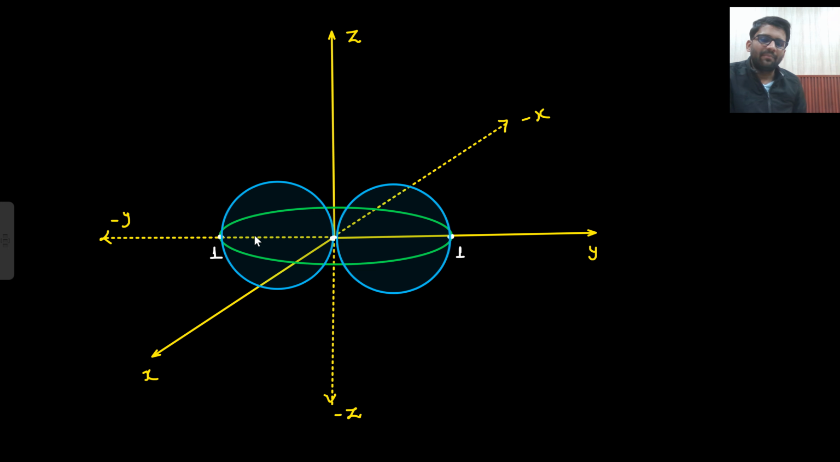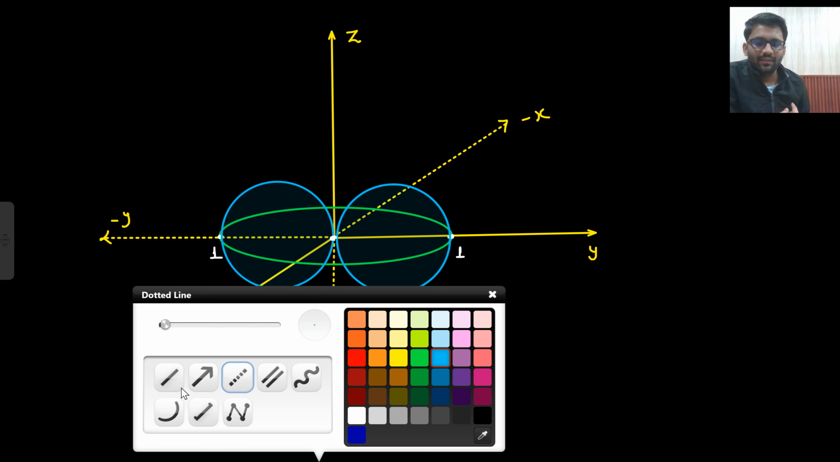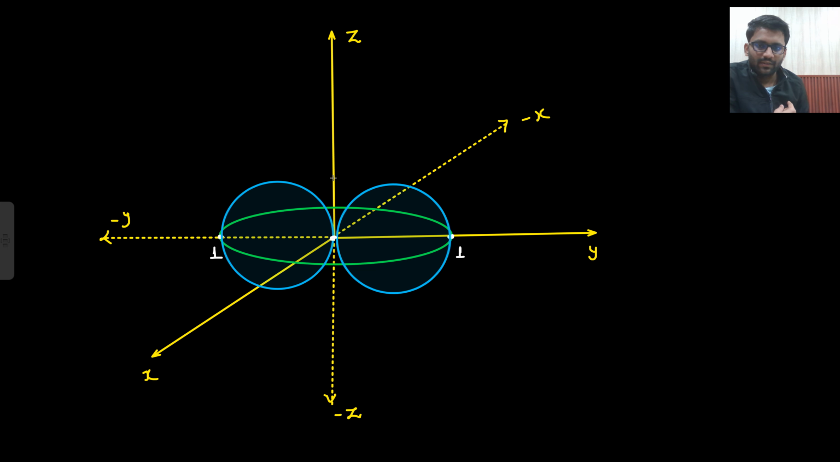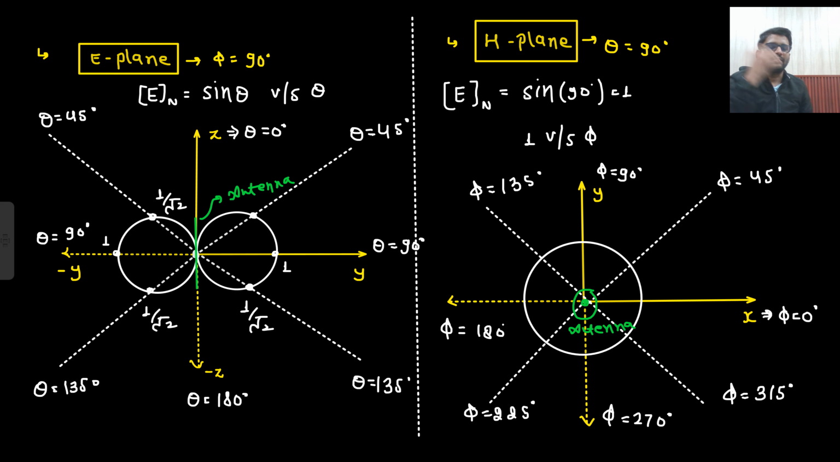So this is my pattern in E plane and this is my pattern in H plane, making sure that my antenna was placed here. This is how my antenna was placed. This is my antenna. So these patterns can be asked.